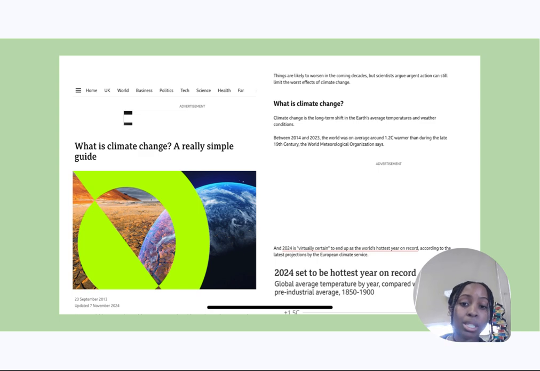This article basically explains how human activities like burning fossil fuels are causing Earth's temperatures to rise. It covers the effects of things like extreme weather and rising sea levels, and it really emphasizes why it's important to limit global warming to 1.5 degrees Celsius to avoid worse impacts such as stronger hurricanes and storms.